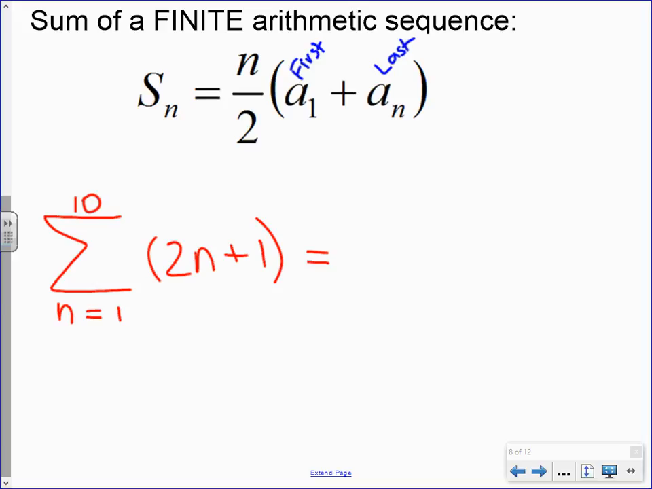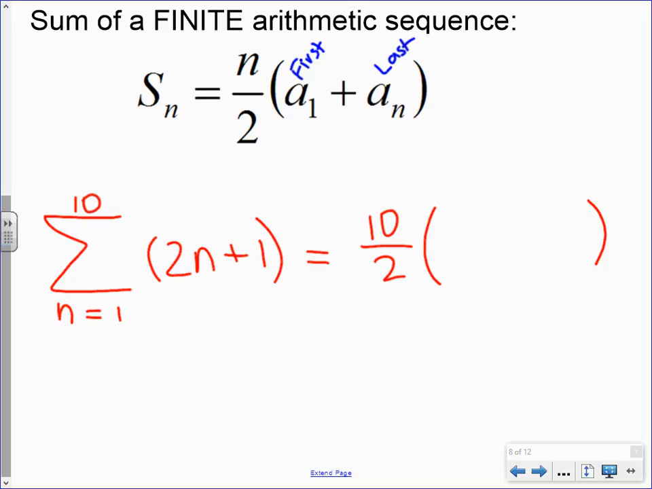How many terms are we adding together? We're adding 10. We're going from 1 to 10. So there are 10 terms. So we're creating 5 pairs.